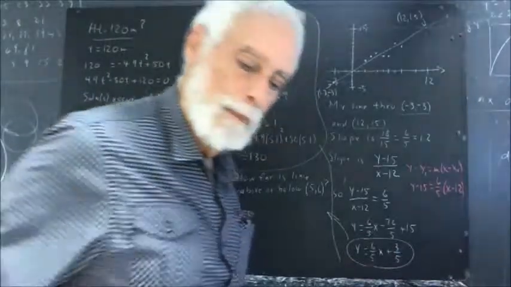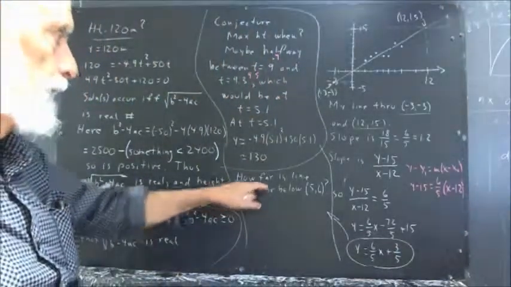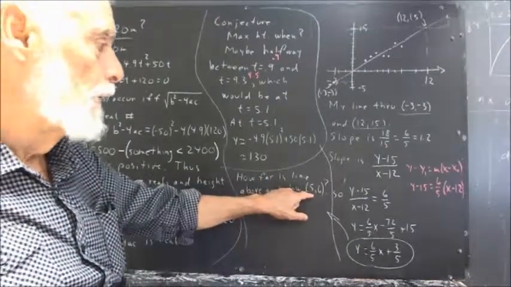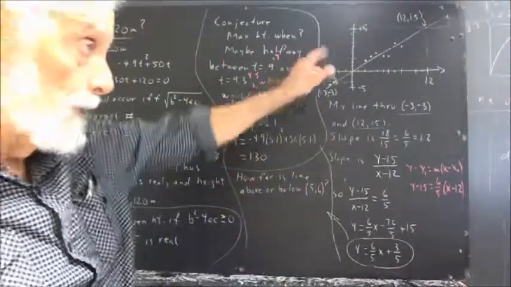Now there's more to the problem, but we'll look at it in a minute. We're asking how far is the line above or below the point 5, 6, which is one of our data points.